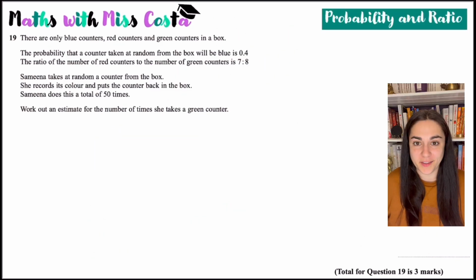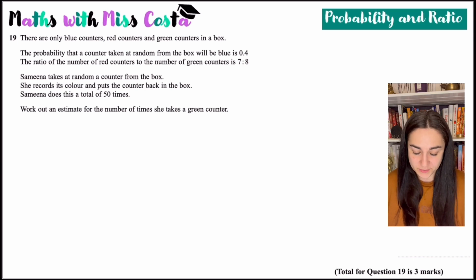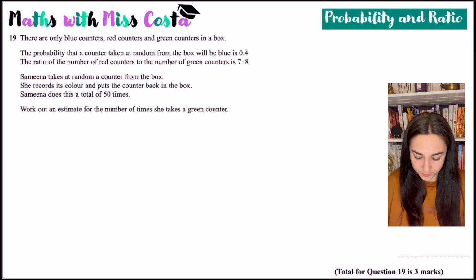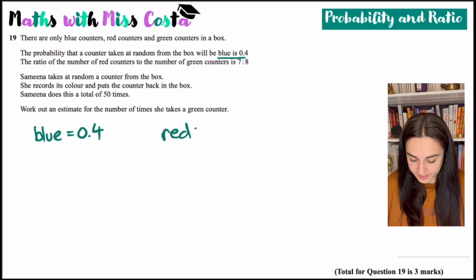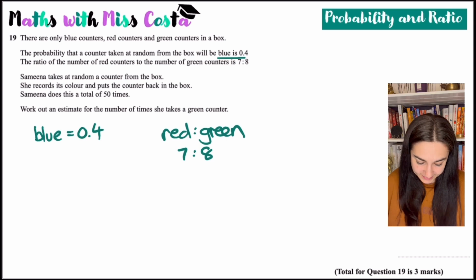This question, I'm told that there are only blue counters, red counters, and green counters. And the probability that a counter taken at random from the box will be blue is 0.4. So the probability of blue is 0.4. The ratio of the number of red to green counters is 7 to 8.